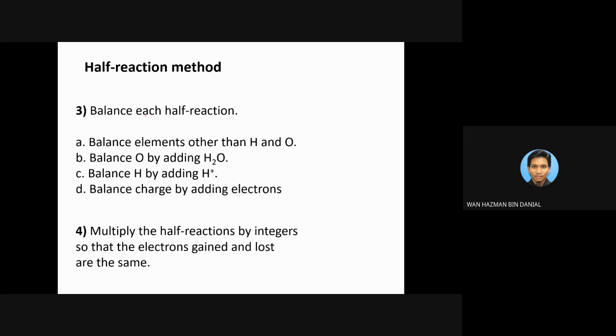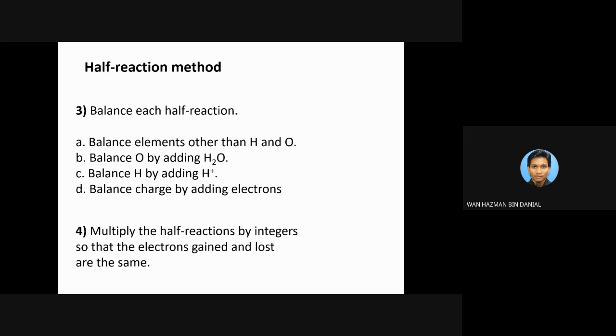And then in number 3, we balance each half reaction. So how do we balance them? So number 1, we balance elements other than hydrogen and oxygen, because the addition of H2O imparts the oxygens.